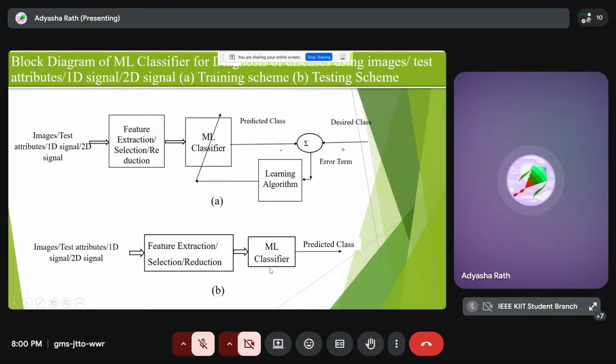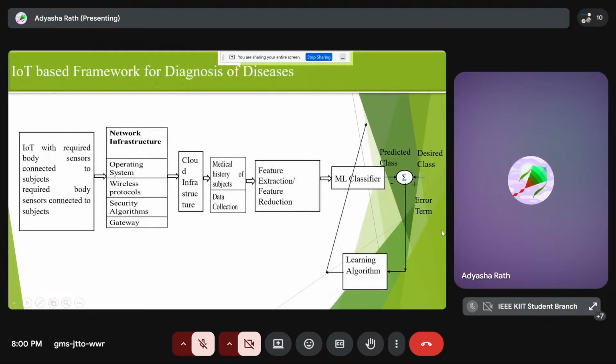You have to use the ML class and you have to predict the class. That's it. Then this is the IoT. IoT-based sensors are required for the different types of subjects. Subject means here we have taken patients. Here we have used the network infrastructure like operating systems, wireless protocols, security algorithms, gateway, cloud infrastructure, and medical history of the subject's data collection. Then again we have also used feature extraction and reduction. Same ML classifier, predicted class, desired class, again error, and using learning algorithms we update the weight. This is for IoT-based.